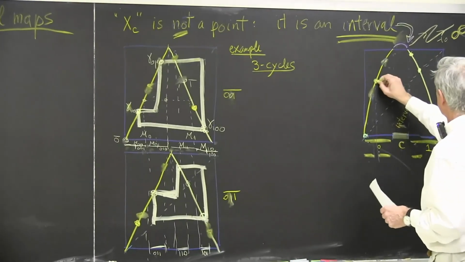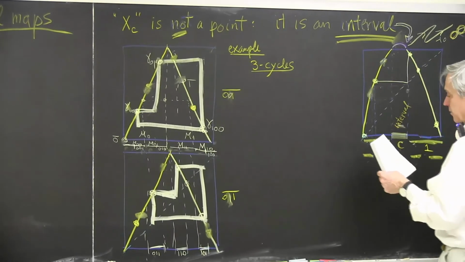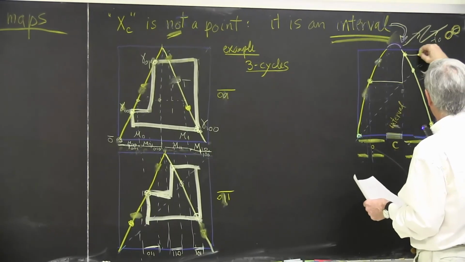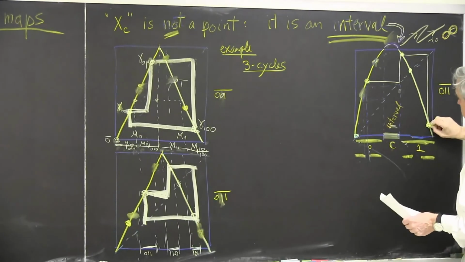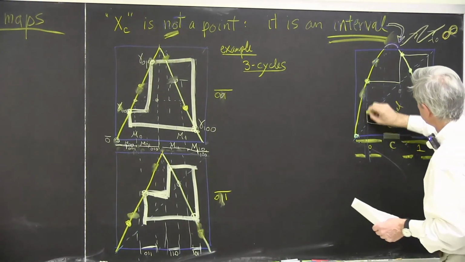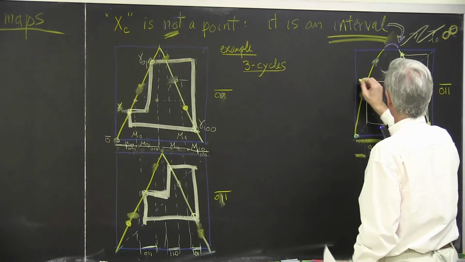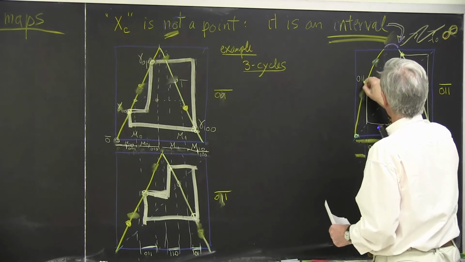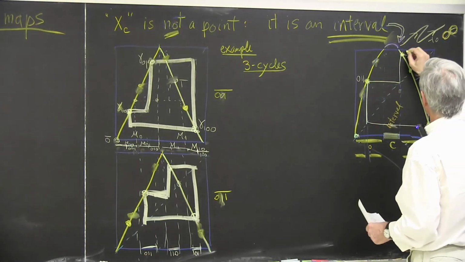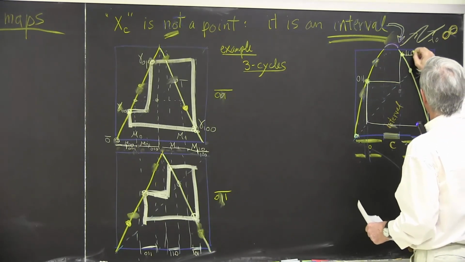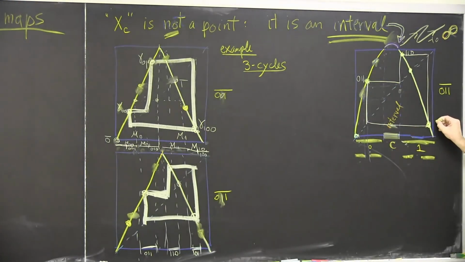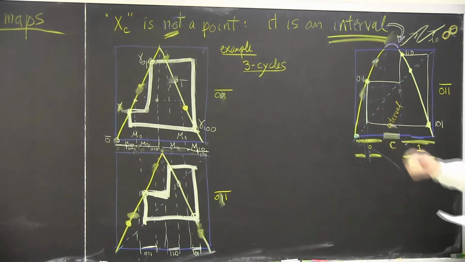So for example, this point iterated once lands here, then it lands there, and then it goes here. So this is point 0, 1, 1. This is point 1, 1, 0, and this is point 1, 0, 1. And I can draw the other 3 cycle.